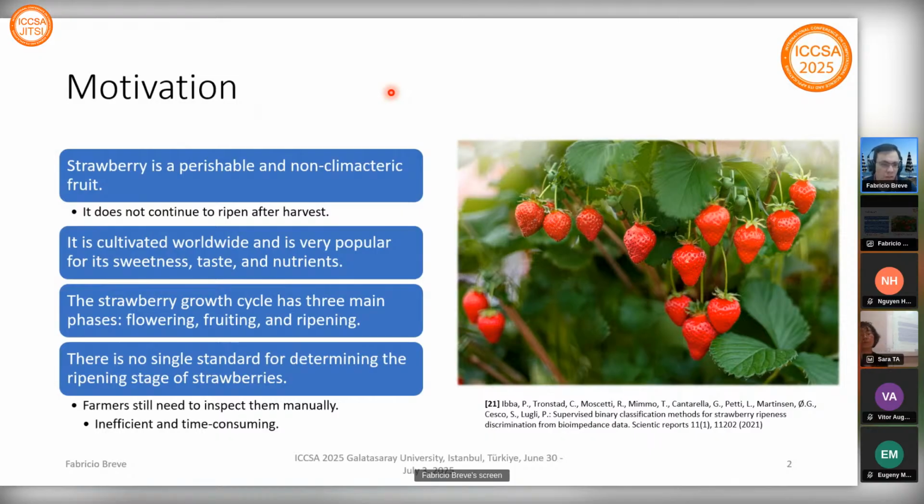The growth cycle has three main phases: flowering, fruiting, and ripening. But there's no single standard for determining the ripening stage of the strawberries. So the farmers have to inspect them manually, and this is inefficient and time consuming.